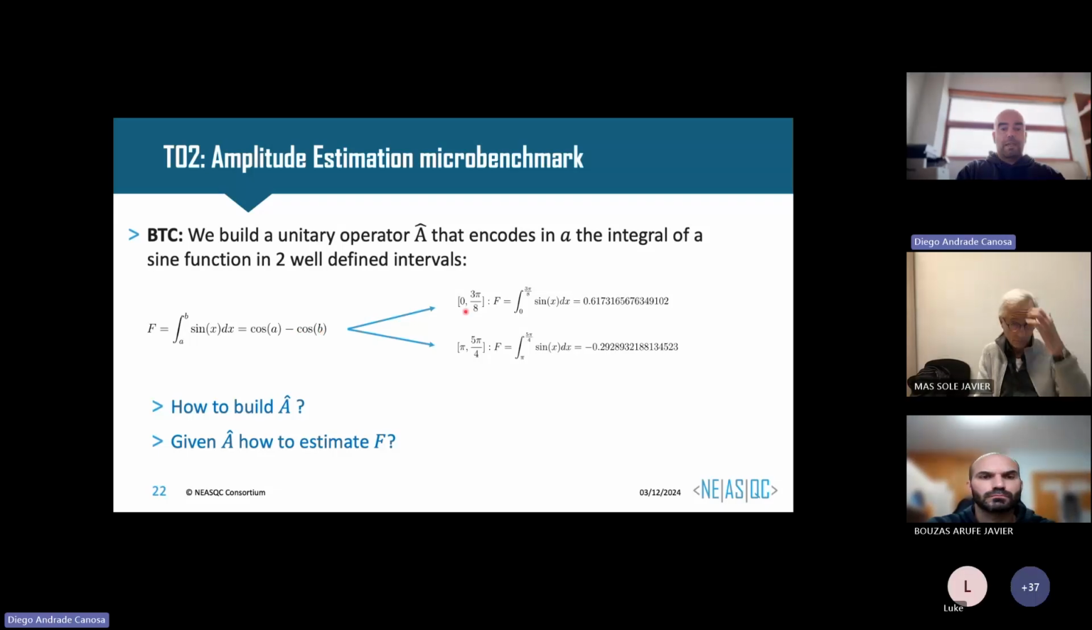And in the benchmark test case, we are going to propose to the platform two different intervals of integration. One that is going to produce a positive result, and another one that is more challenging and that is going to produce a negative result. So the question is, for this specific benchmark test case, how we are supposed to build the unitary operator A, and how, once we have created this operator, how can we use amplitude estimation in order to estimate the value of this function, of this integral expression.